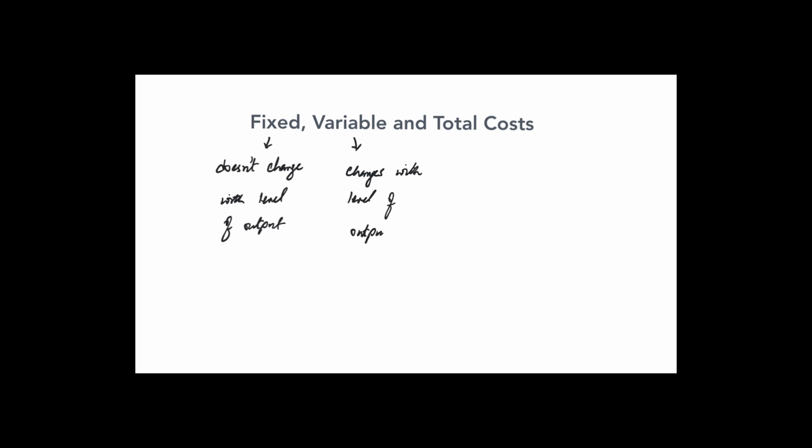Usually it has a positive relationship, not proportional, but in the same direction. When output is zero, variable cost will be zero. But with fixed cost, when output is zero, you will have to pay certain costs. And total cost is just an addition of your total fixed cost plus total variable cost. It's the total cost that you're dealing with.